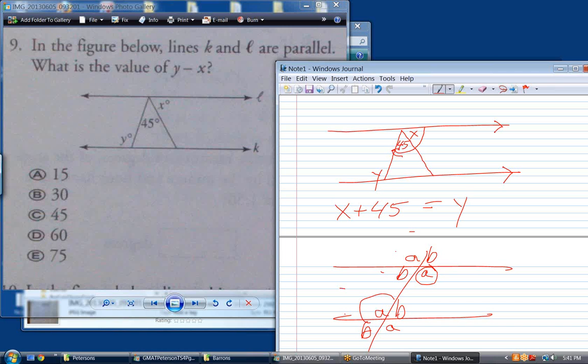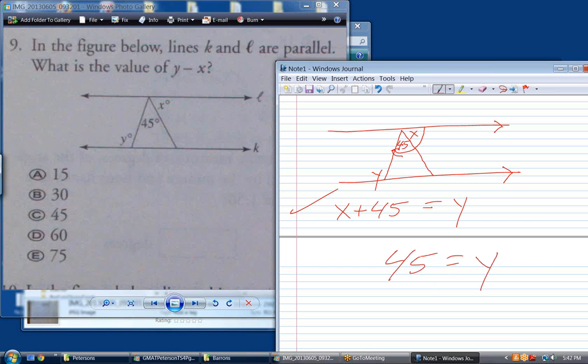So notice I only have one equation at this point. We need another one? No, not necessarily, because they haven't asked us to solve for x and y. They just asked us to solve for y minus x. So if I tell you that x plus 45 equals y, how would I solve for y minus x? You would just put x on the other side of the sign. Exactly. Subtract x from both sides of the equation, and you get y minus x is just 45. That's the answer.